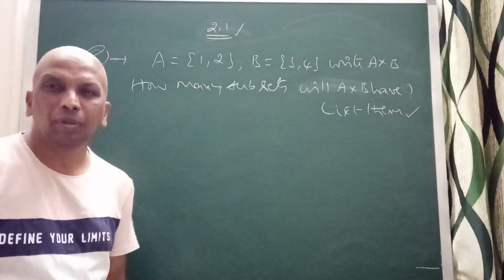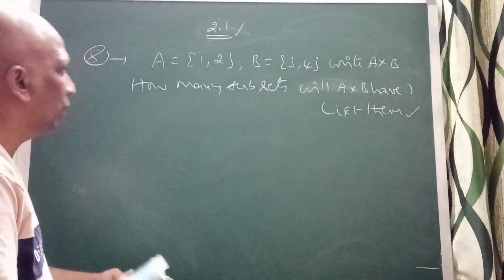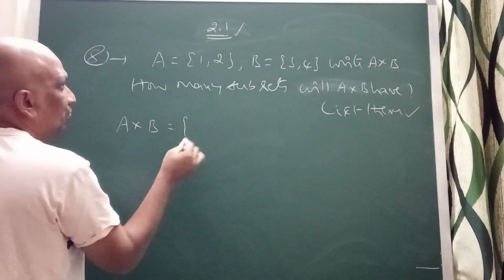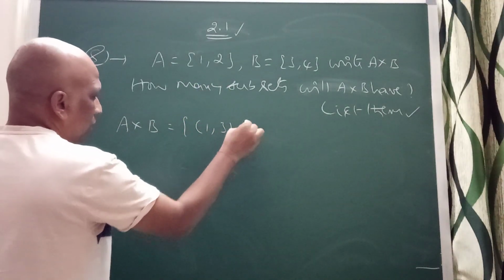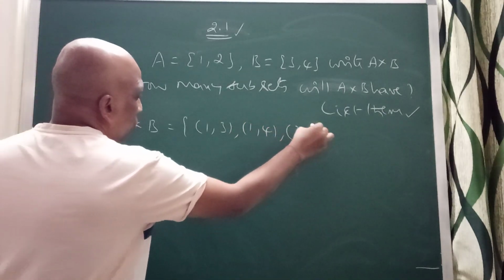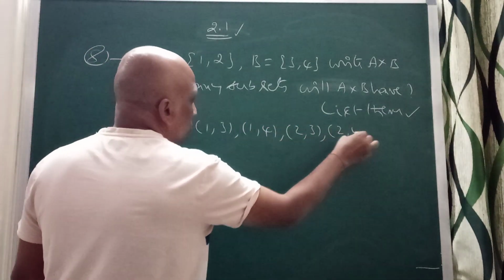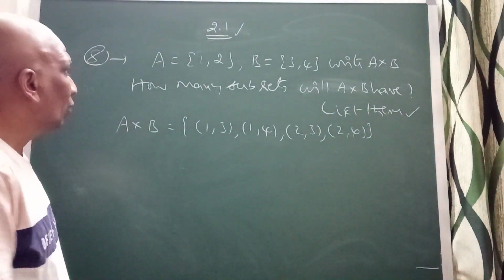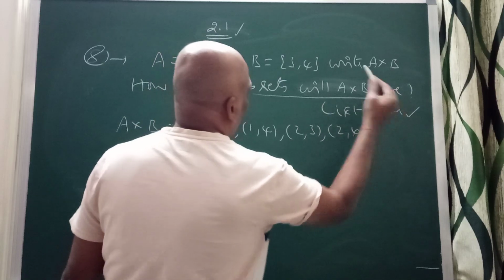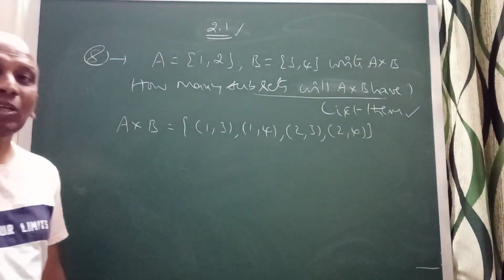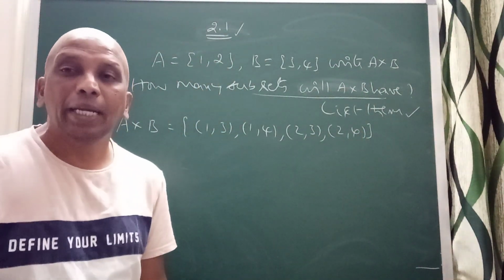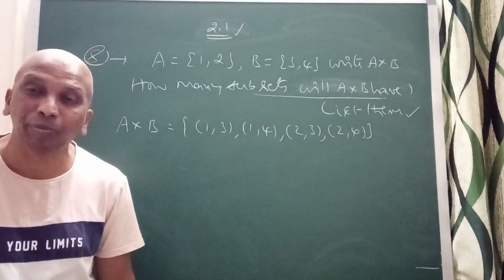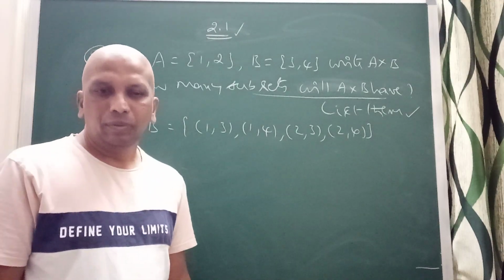Now you can observe here. First they are asking to write A cross B. If I write A cross B, I can write (1,3), (1,4), (2,3), (2,4). This is A cross B. When they are asking how many subsets will A cross B have: suppose a set has n elements, the number of subsets is 2 power n. If A has n elements, the number of subsets of A is 2 power n.